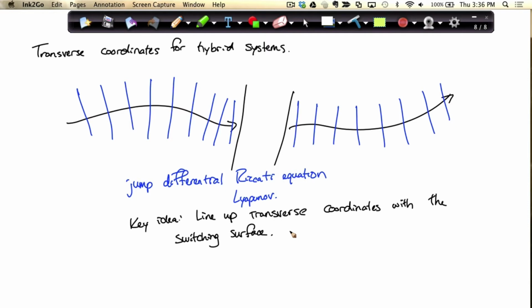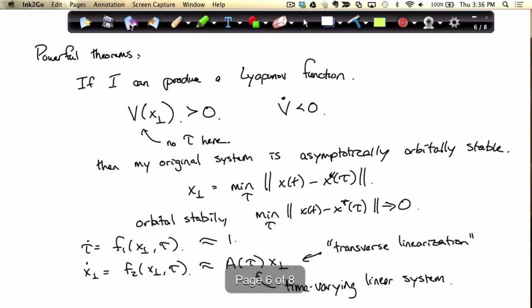Yes? I have a question from two slides ago. In the definition of X transverse, is that supposed to take the value of the distance, or is it supposed to be the higher dimensional, or is it supposed to be just the norm?